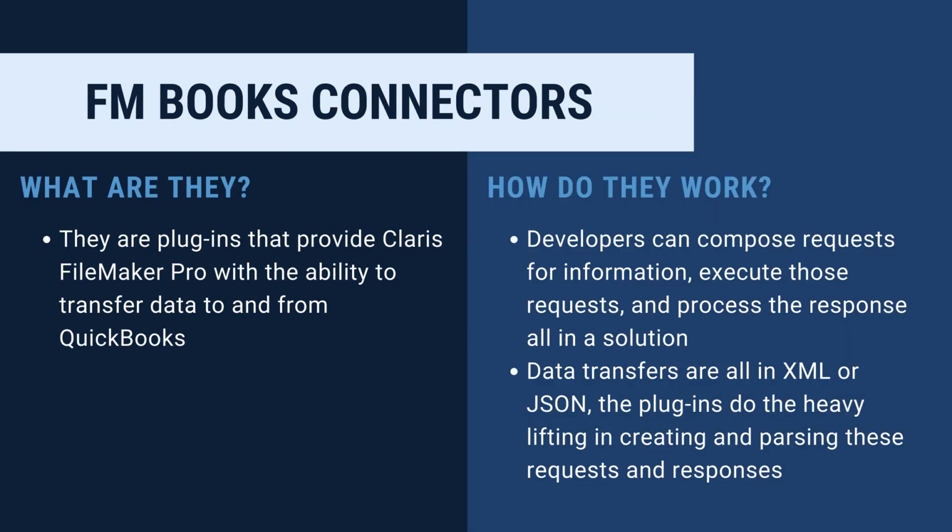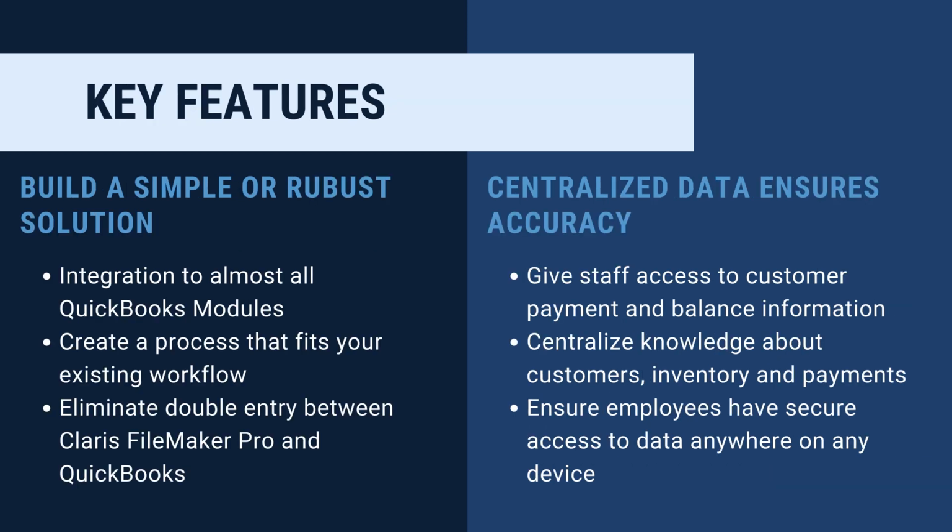What are FMBooks Connector and FMBooks Connector Online, and how do they work? They are plugins that provide Claris FileMaker Pro with the ability to transfer data to and from QuickBooks. Developers can compose requests for information, execute those requests, and process the response all in a solution. Data transfers are all in XML or JSON, so the plugins do all the heavy lifting in creating and parsing these requests and responses. You can build a simple or robust solution.